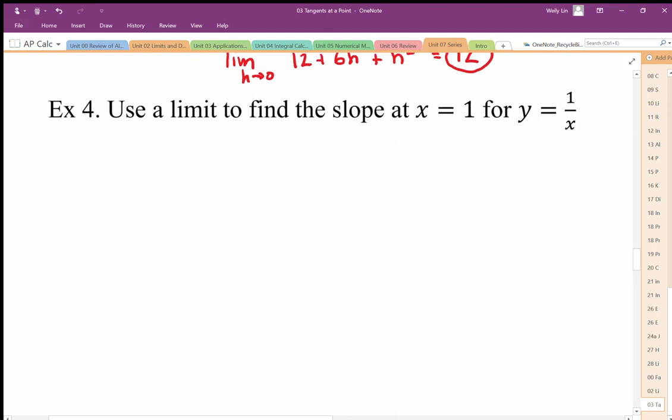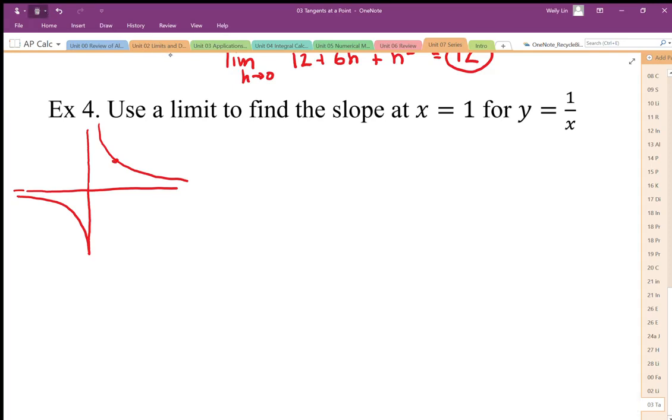Same thing here for slope at x equals 1 for y equals 1 over x. Okay, so if I draw this in, my 1 over x line is going to look like this. And at x equals 1, we pretty much know that the slope of that line is going to end up being -1. We know what this looks like. It's a 45-degree tangent line, so it's going to look like that.